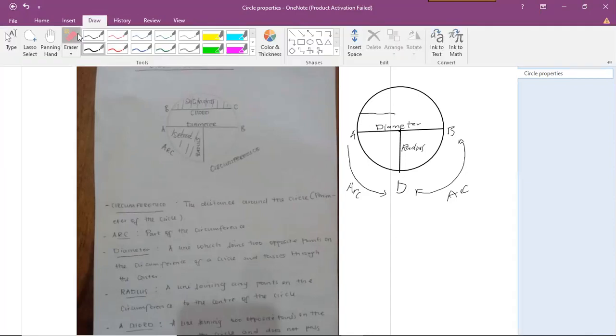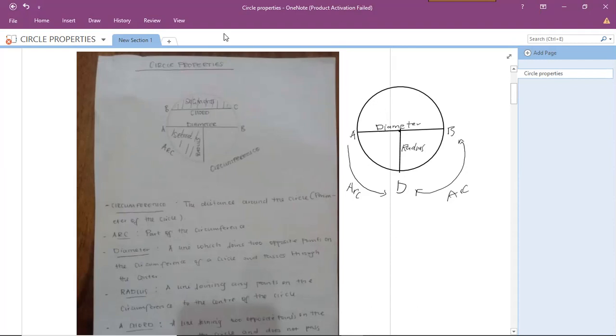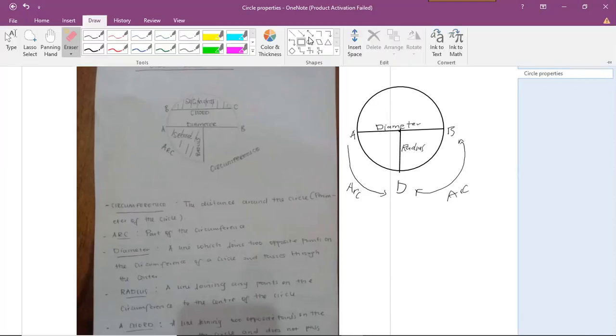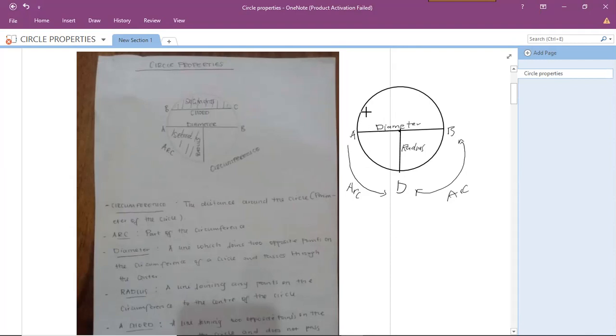That line is going to be called a chord. So if I draw a line connecting any two points on the circumference and it does not pass through the center, that line is called a chord. This line I've drawn is not passing through the center, but it's connecting these two points, let's say X and Y. So this line that connects any two points on the circumference without passing through the center is called a chord.